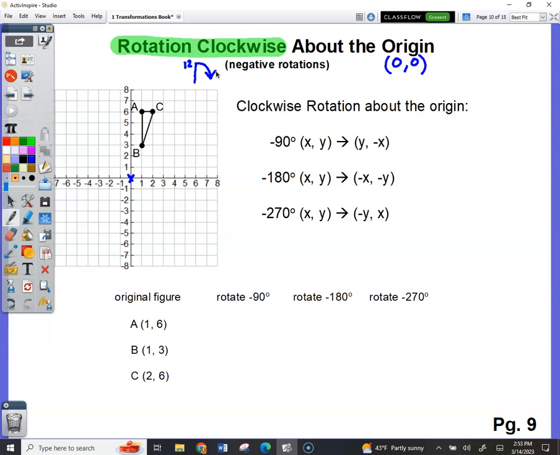I will always tell you what direction you're turning, whether I say clockwise or CW. In fact, it would be nice if you just come right here and write CW in parentheses. That would be my abbreviation for clockwise.